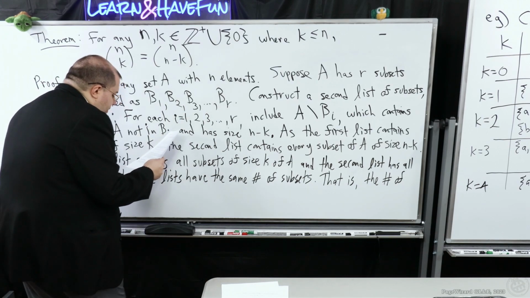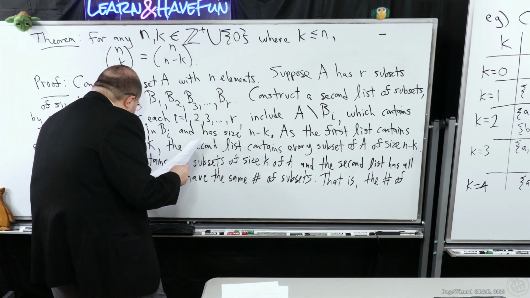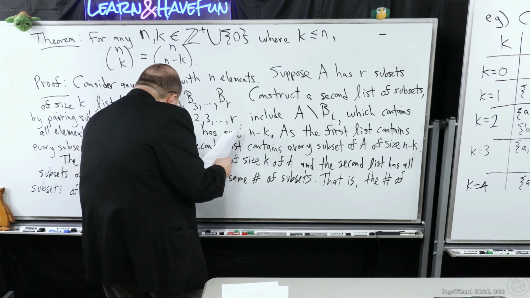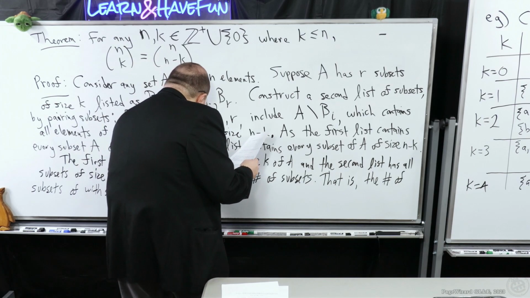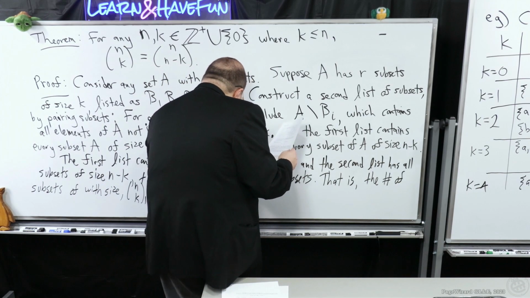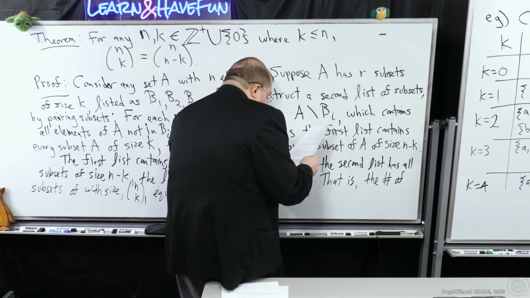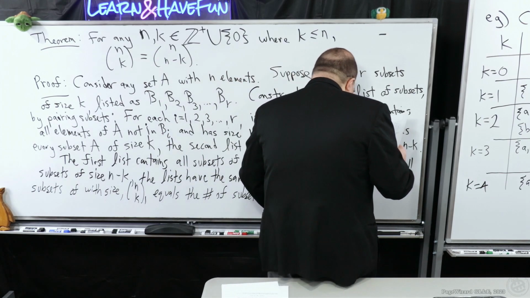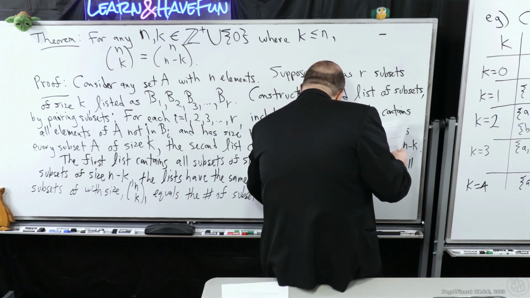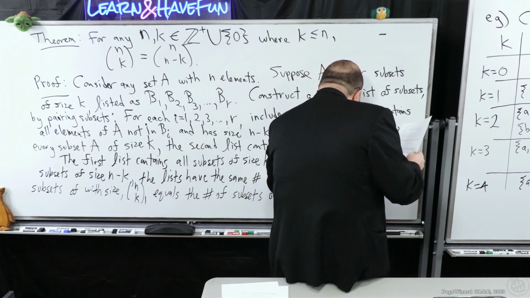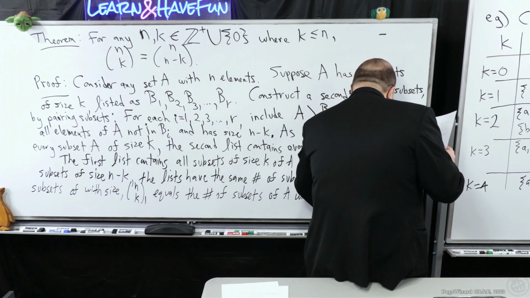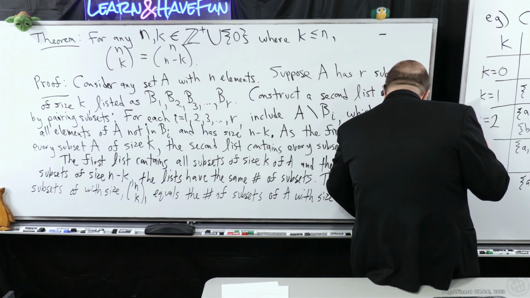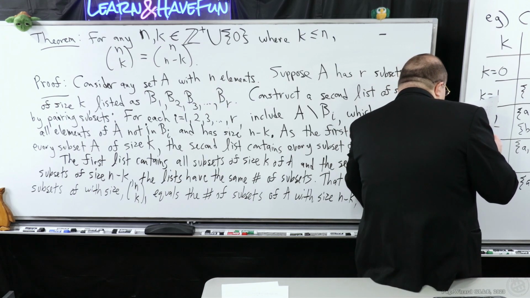Well, how many of those are there? There are n choose k, by definition, which equals the number of subsets of A with size n minus k. What is that? It's n choose n minus k. And that's the proof. That's it.